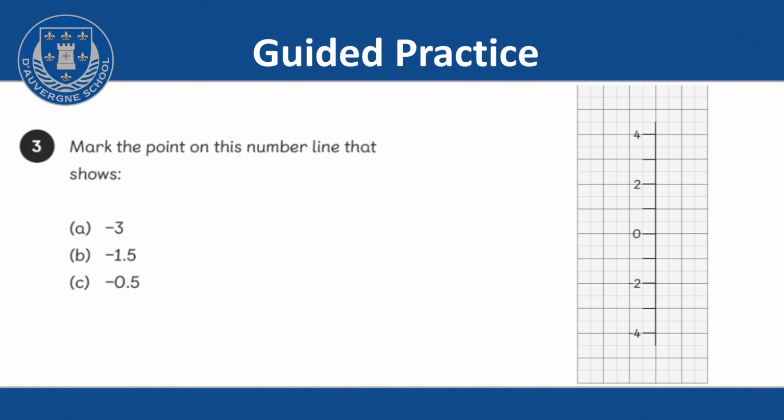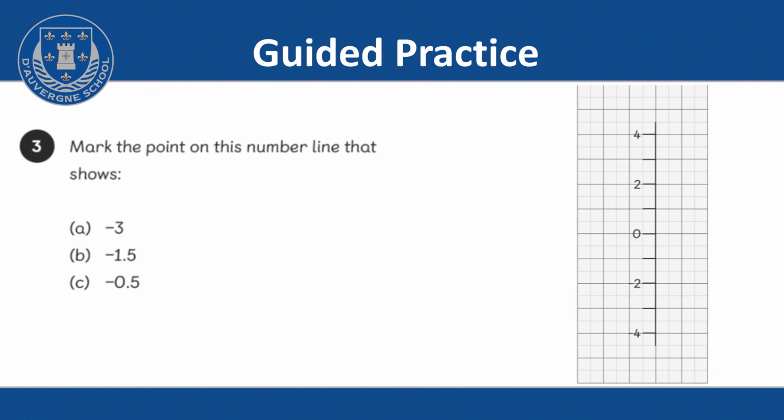Okay, now number 3 of our guided practice today. It's asking us to mark the point on the number line that shows minus 3. Now, if we look at our scale here, we can see that we've got 0 and then we've got an interval that is unmarked before we get to minus 2. Then we have another unmarked interval before we get to minus 4. So using your knowledge of number, where might you think that minus 3 would be?